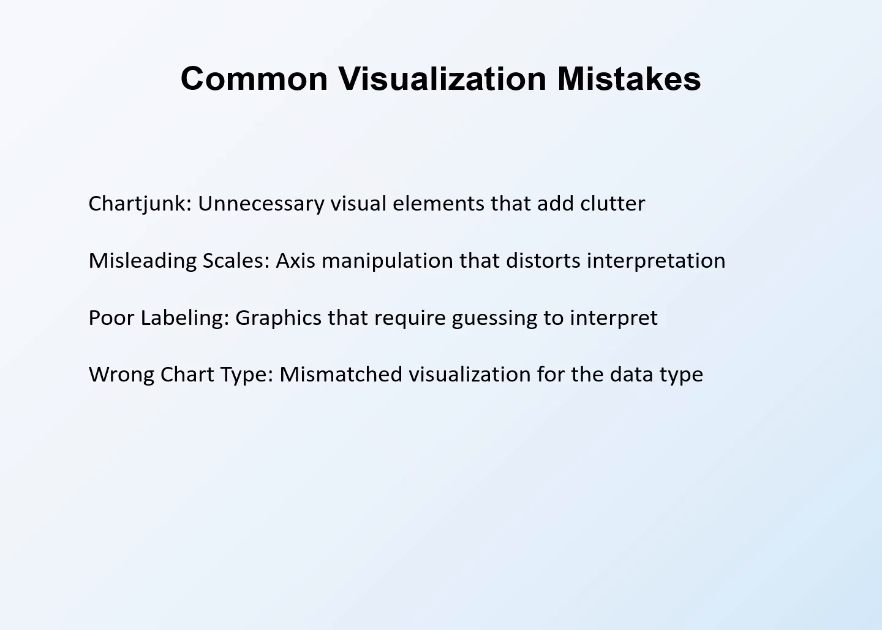Wrong chart type mismatches visualization to data type. Using a pie chart when a bar chart would be clearer. Using a line chart for categorical data. Choosing a visualization because it looks interesting rather than because it communicates effectively. These mismatches confuse rather than clarify. Match your chart type to your data and message.